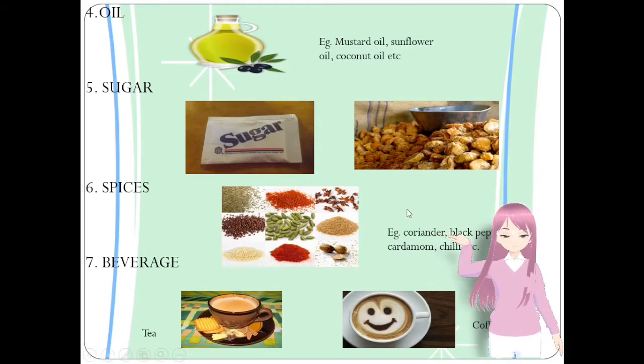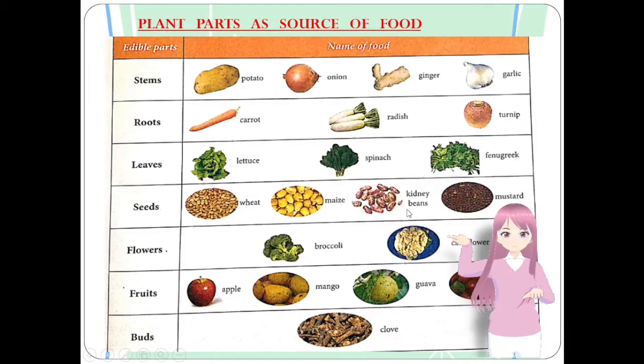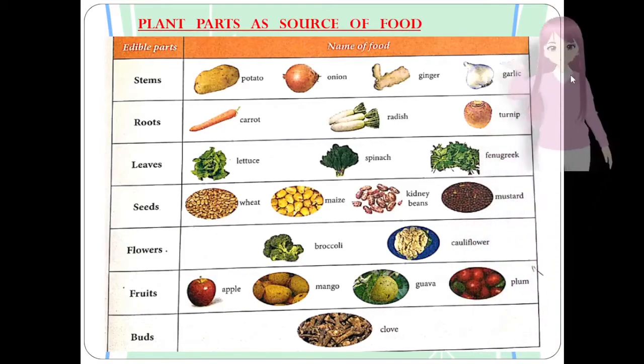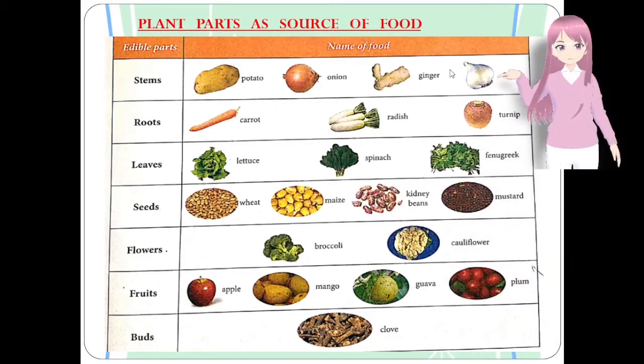Now, the next topic that we have is that there are various plant parts that you eat as food. Now, you can see that there are some stems of the plants that you eat as food. They are potato, onion, ginger, garlic. Then there are roots. Roots like radish, carrot, turnip. These are the roots of the plant that you eat.